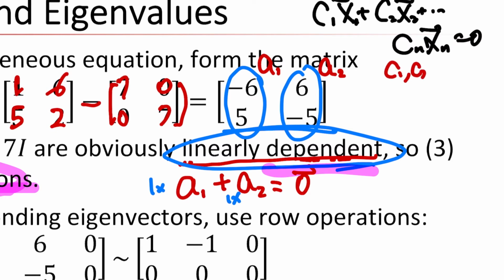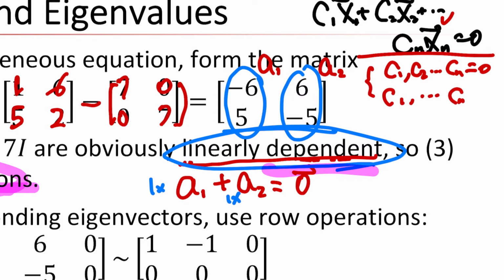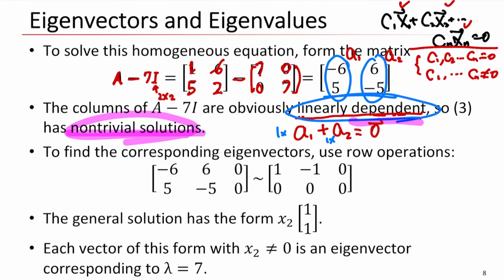Okay, c1, c2, cn is equal to 0, right? So if these vectors are linearly dependent, then c1 might not be 0. Okay, so this is linearly dependent and linearly independent in the homogeneous solution, right?